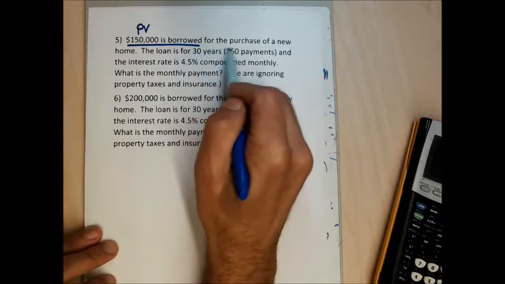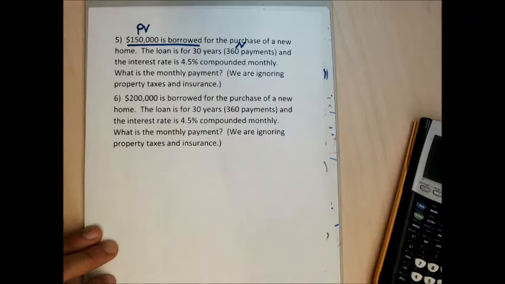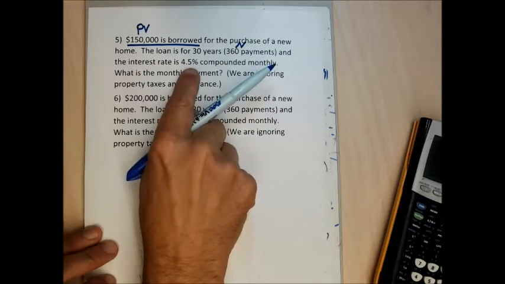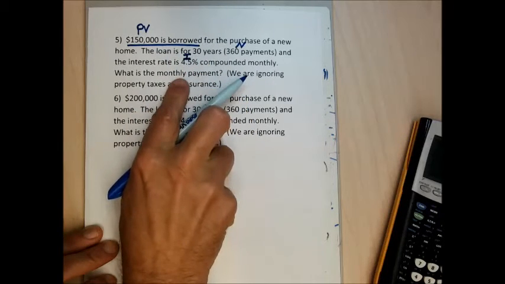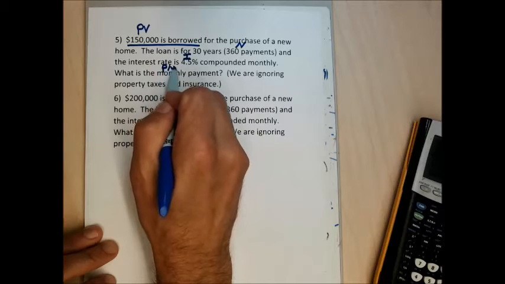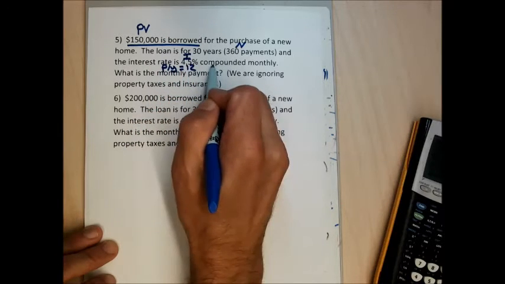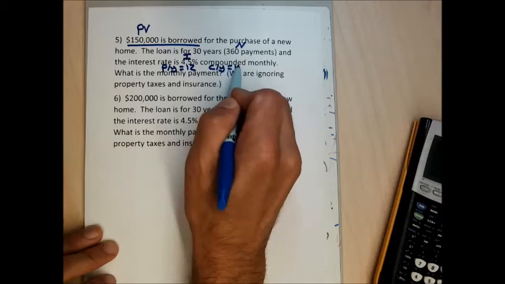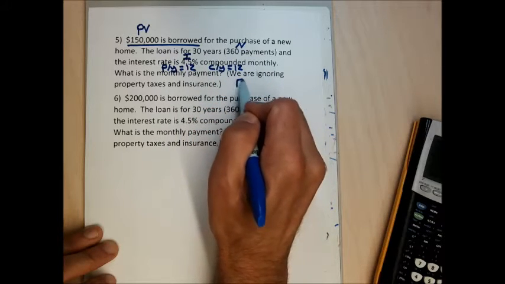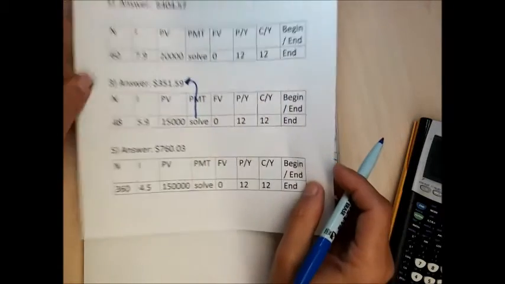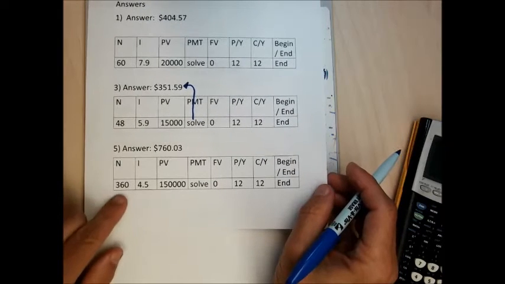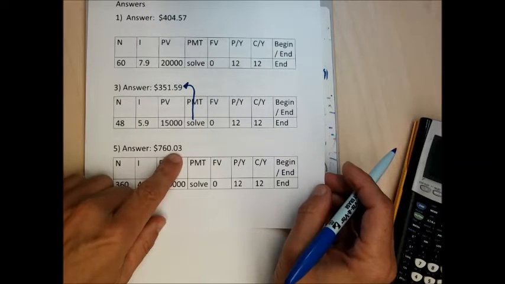This home loan is for 30 years, which is 360 payments. The 360 is going to be the N. The interest rate is 4.5%. That's going to be the I. We're making monthly payments, so the PY is going to be 12. I'm always going to make the CY the same as the PY. And I'm going to make the FV 0. When I put all those values into my calculator, just like this, it's going to give you $760.03 for a monthly payment.